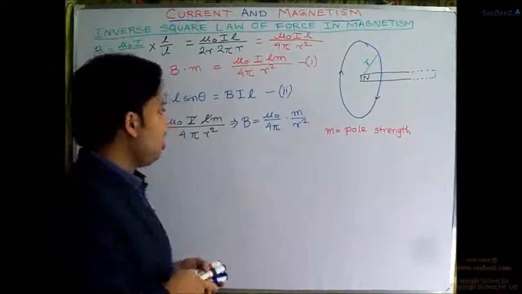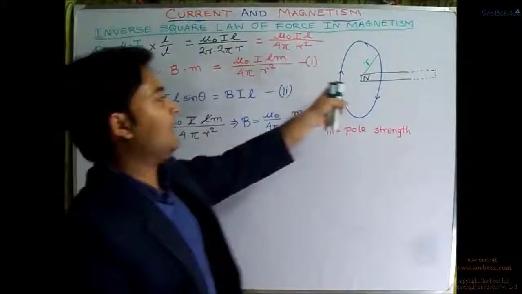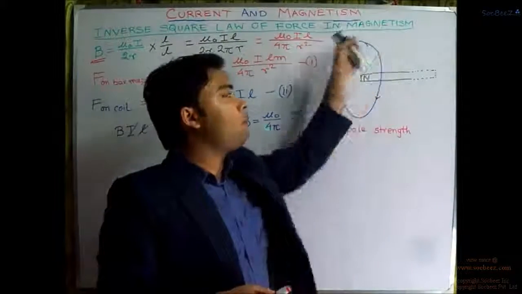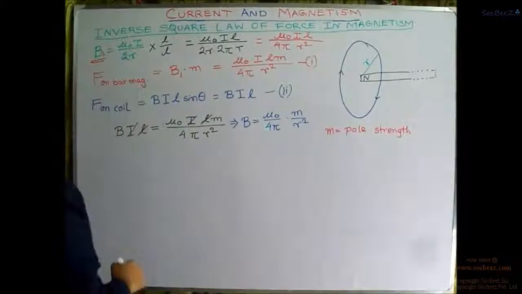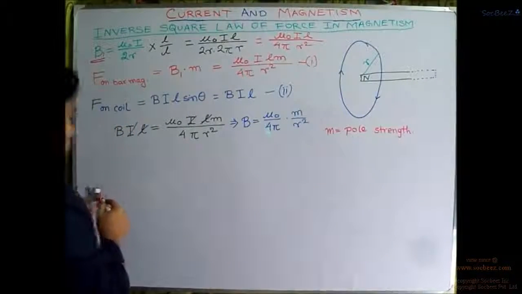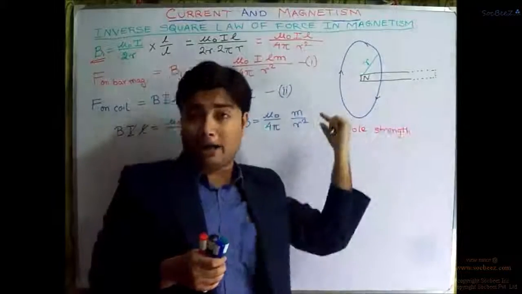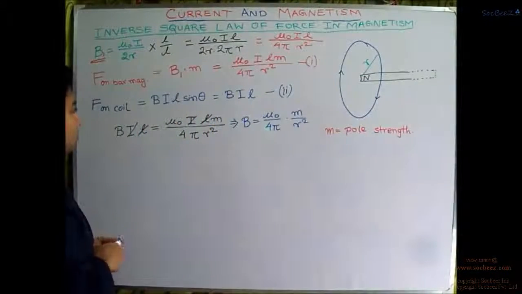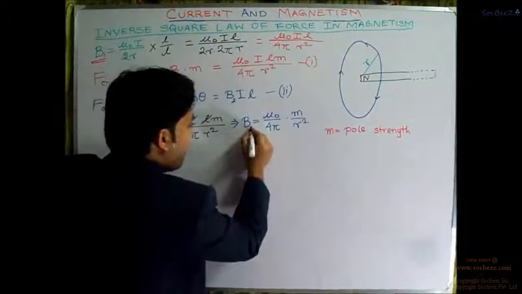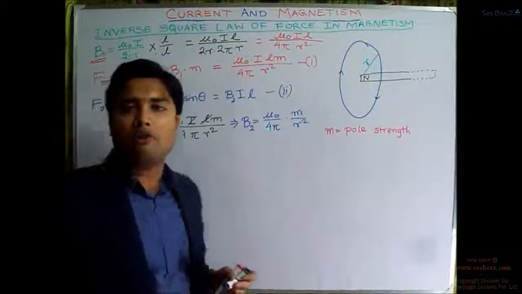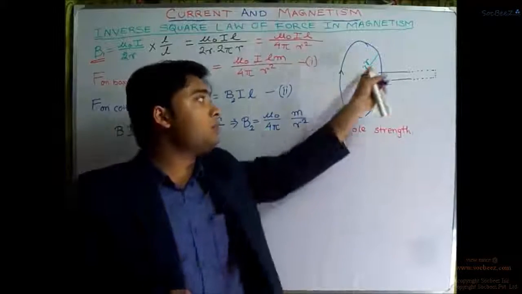Right? So over here, what we can say is that if this B was at the center, produced by this coil, we can say it, for example, as B1. And this B, or the magnetic flux density, at this point due to this bar magnet will be, for example, B2. So we can write that this B2 is equal to mu naught divided by 4 pi multiplied by m divided by r square, where r obviously is the radius.